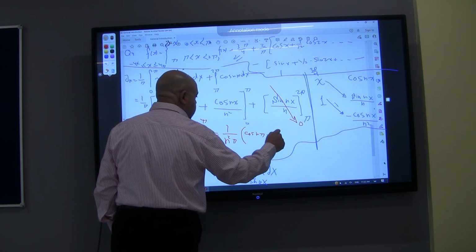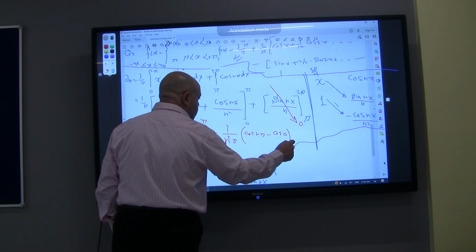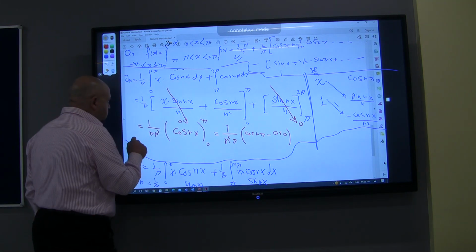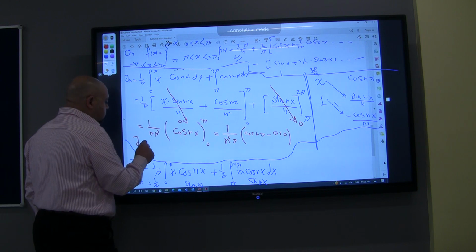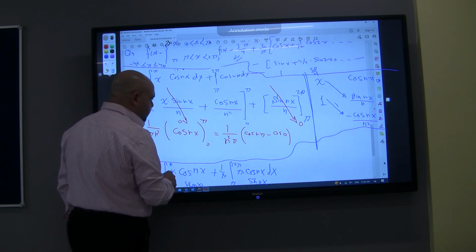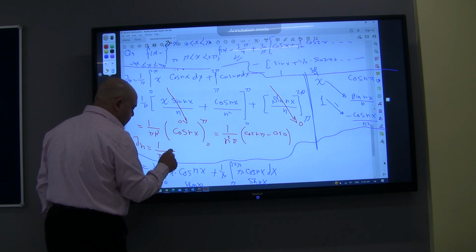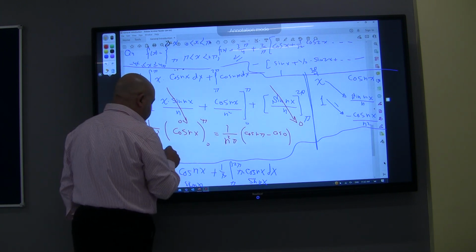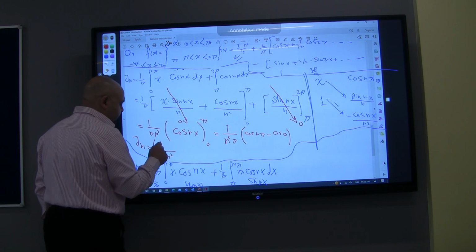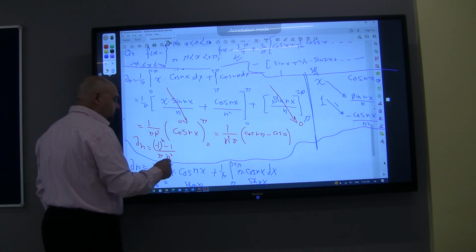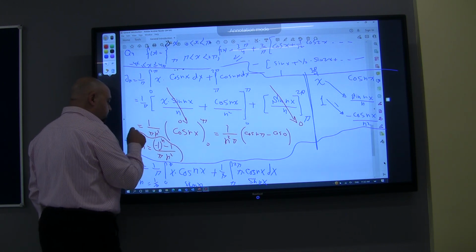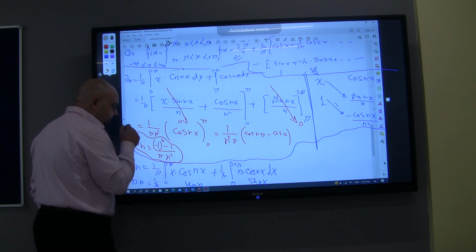So that gives me 1 over n squared pi, open bracket, cosine n pi minus cosine 0, which can be written in the form: 1 divided by n squared times cosine n pi, which is simply negative 1 to the power of n minus 1. That's it, I have now got the form of my an.